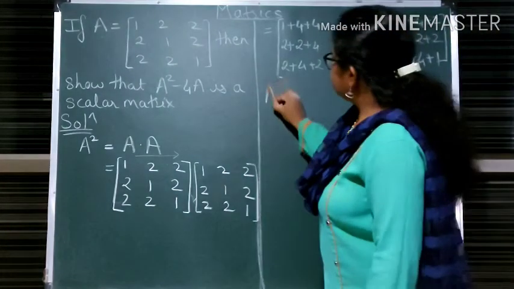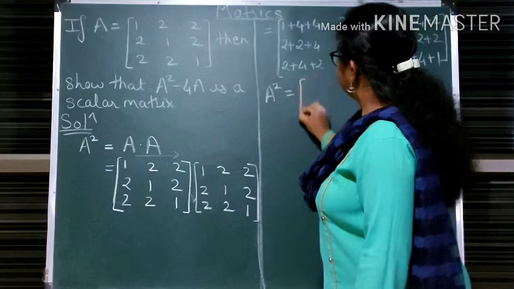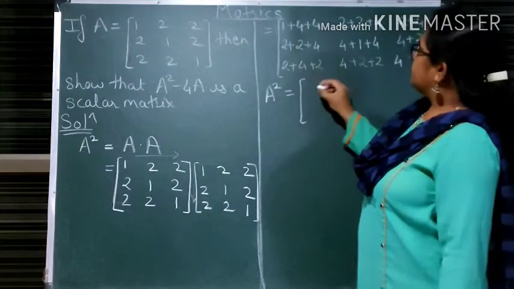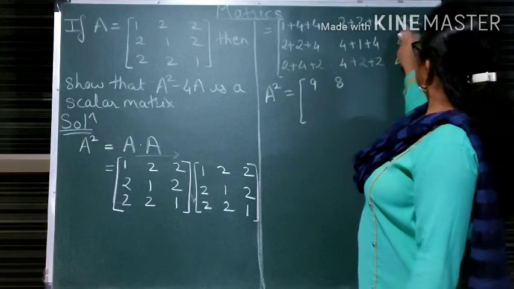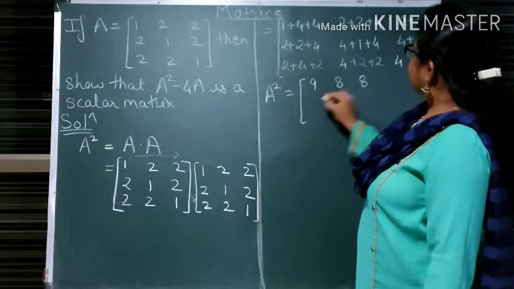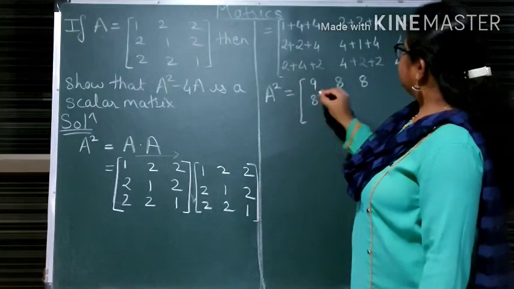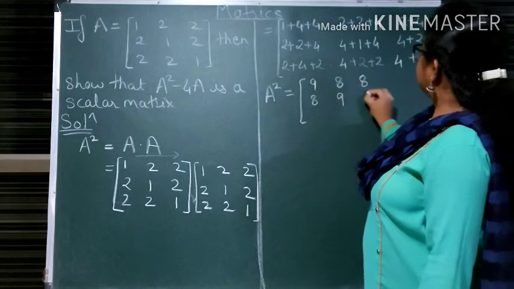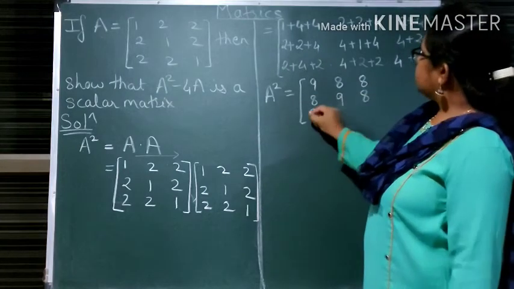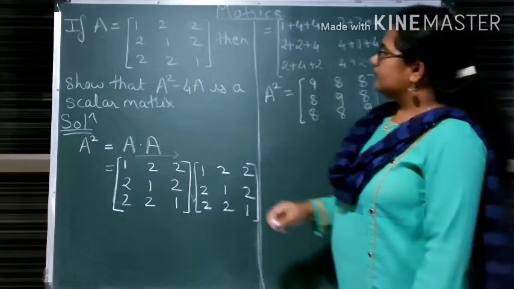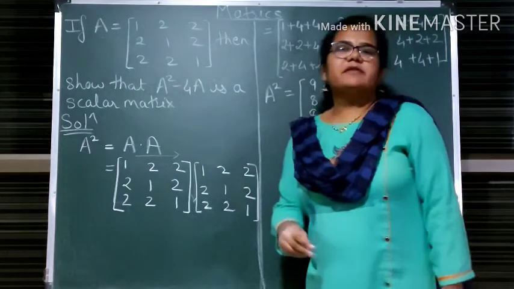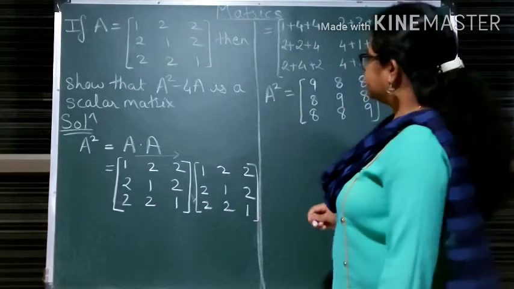So what is your A square equal to? 4 plus 4 plus 1 is 9, 8, 8, this is again 8, this is 9, this is again 8, this is 8, 8 and 9. Okay. Now we have found out A square, then we will find what is 4 into A.